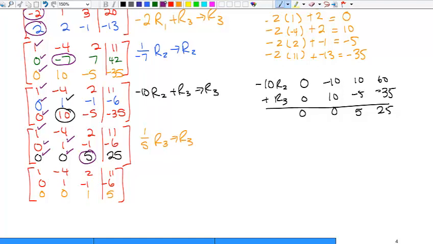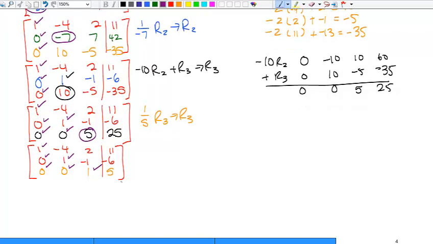Okay, progress report. I have a 1, yes. I have zeros below it, yes, yes. Do I have a 1? Yes. Do I have zeros below it? Yes. Do I have a 1? Yeah, I'm pretty satisfied. I have this in row echelon form. So now what I can do is write it in the equation form.